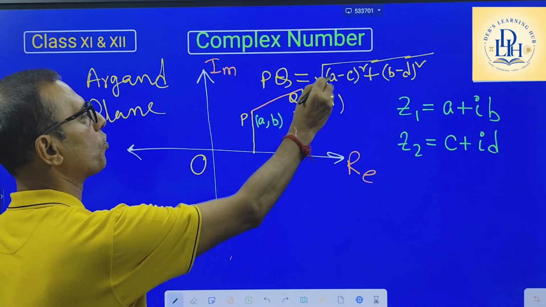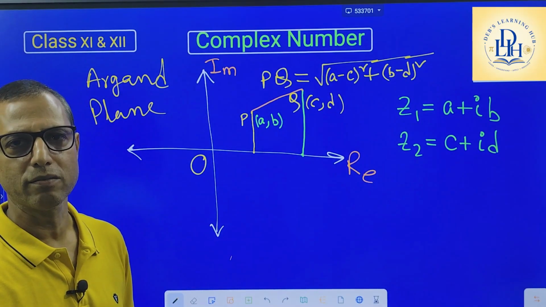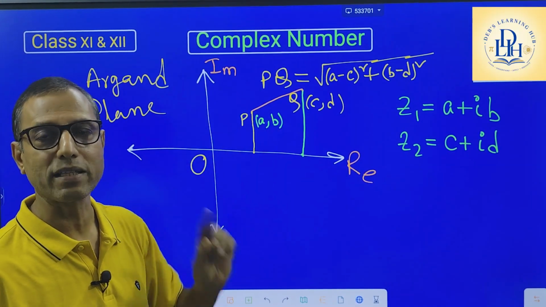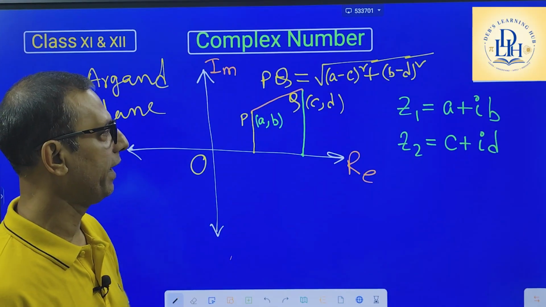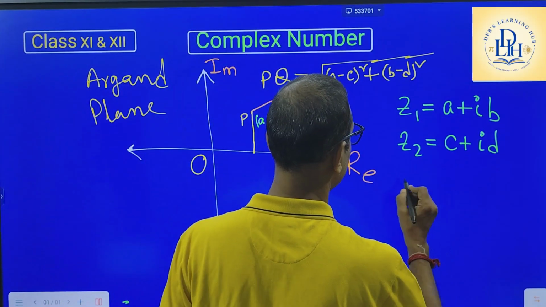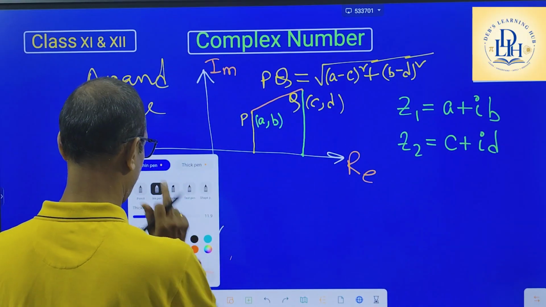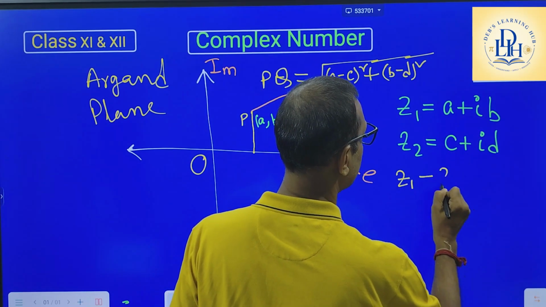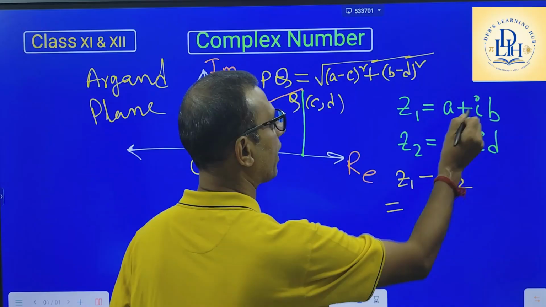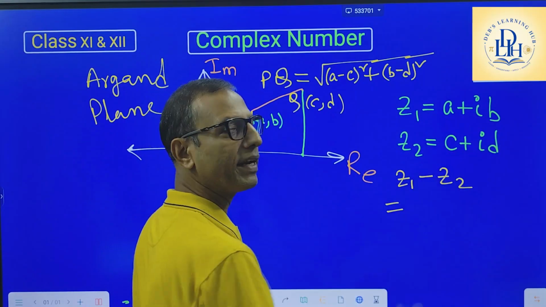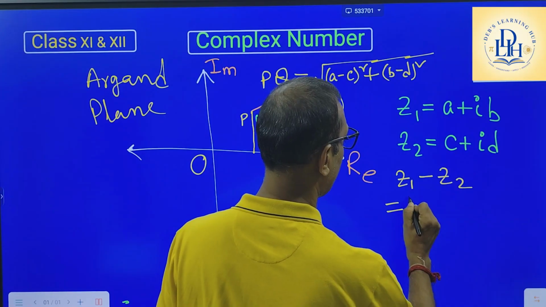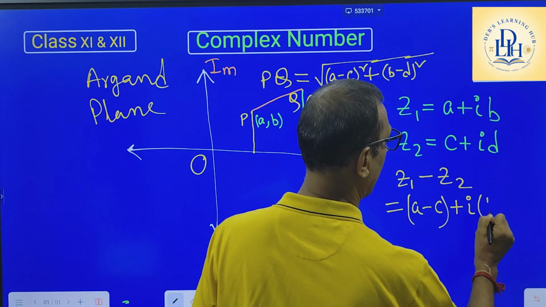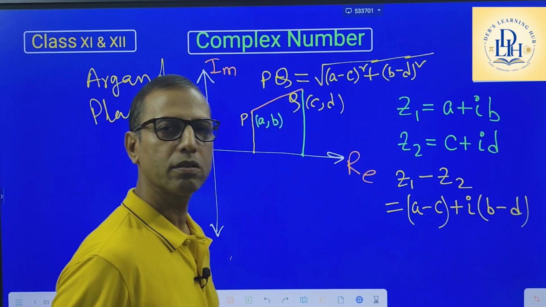So PQ equals root over (a minus c) whole square plus (b minus d) whole square. That is the distance between 2 points on the complex plane. Now we will calculate mod of Z1 minus Z2. First you calculate Z1 minus Z2. So here Z1 minus Z2 equals a plus ib minus (c minus id), right? If you separate the real part, a minus c, and plus i into (b minus d). That is how it looks.